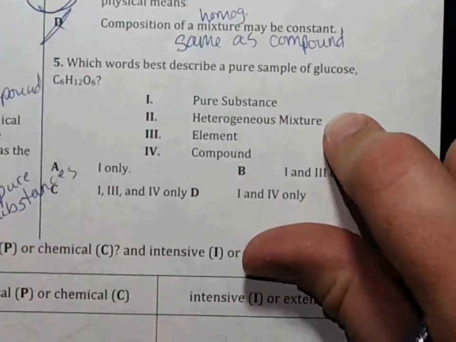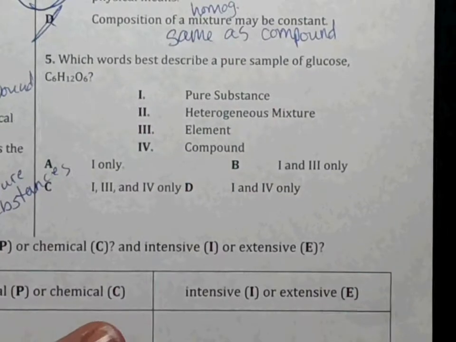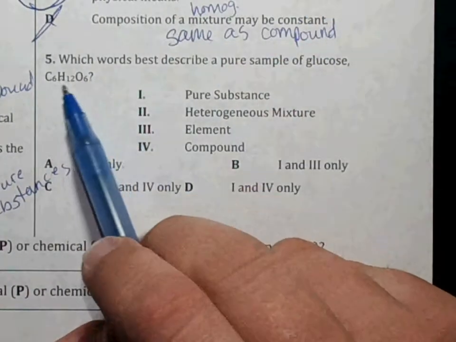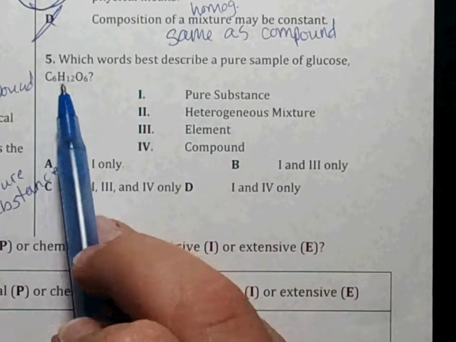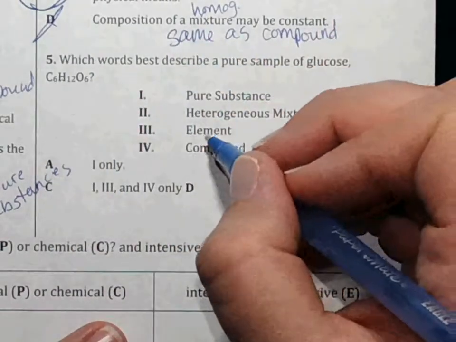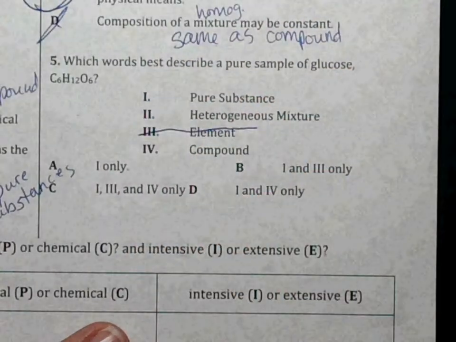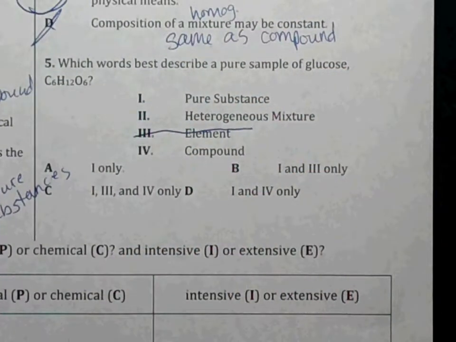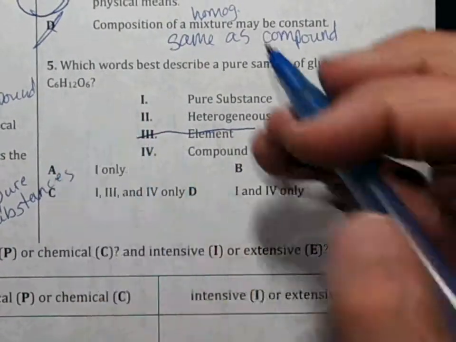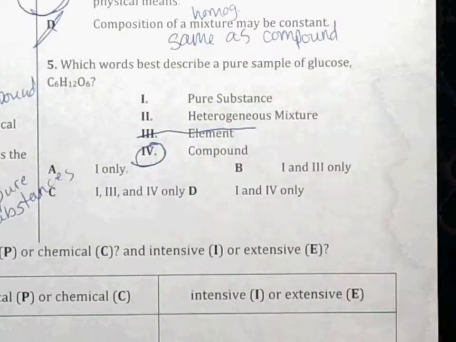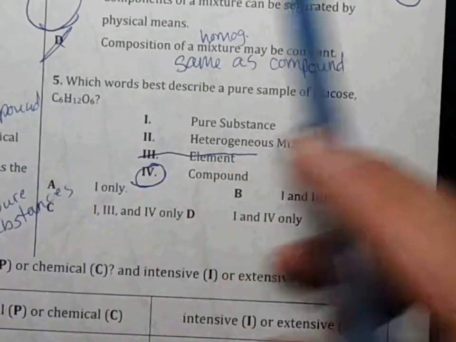Looking at number 5, which words best describe a pure sample of glucose? Well, C6H12O6 is glucose. There's 3 capital letters here, so that's 3 elements, which means this cannot be just one element. However, when they are written combined like that, that should tell us that's a compound. 3 capital letters all together like that, that's a compound.